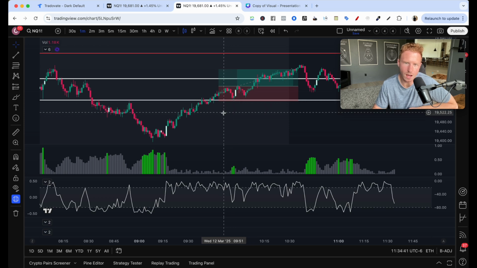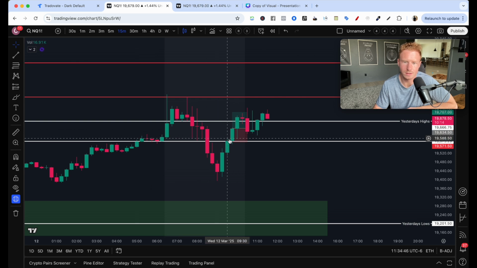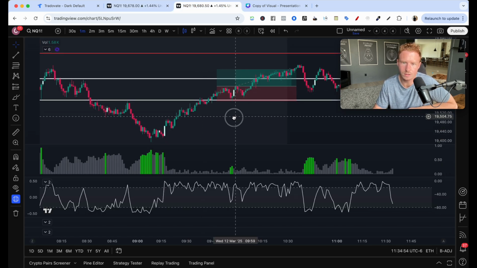So basically, I'm getting in on the 1-minute pullbacks, and I'm making sure that the 15-minute structure is holding and we're inside a 5-minute setup, right? We close above that white candle in the 5-minute time frame. So essentially, that was my entry.